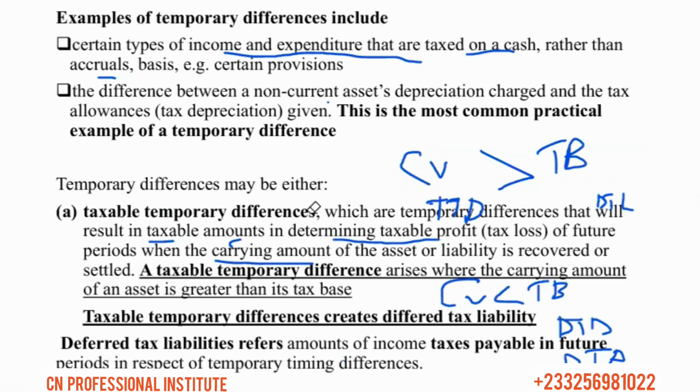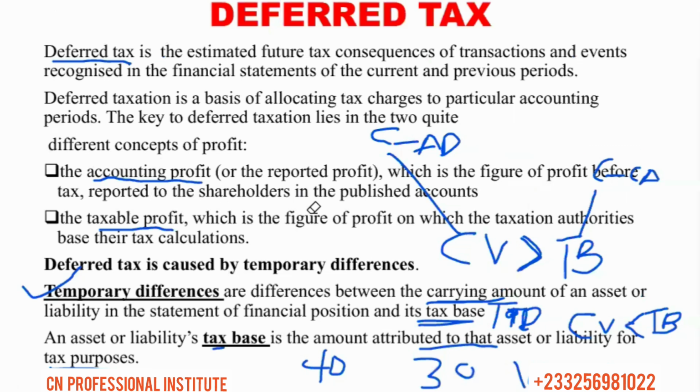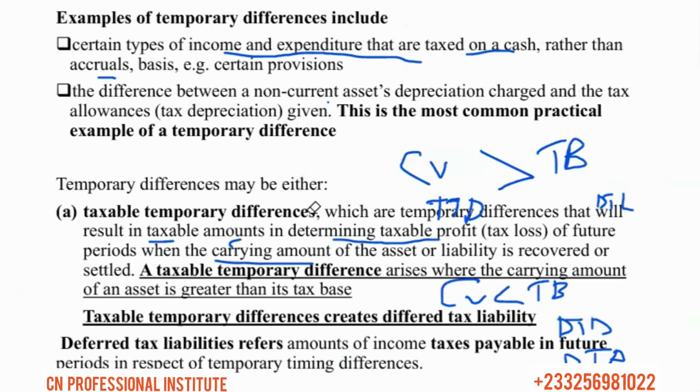So we looked at the definition of a deferred tax, and we said that when the carrying value of an asset is greater than the tax base, we have what we call a taxable temporary difference, which creates a deferred tax liability. That's for assets. And then when the tax base is greater than the carrying value of an asset, it creates a deductible temporary difference, which in turn creates a deferred tax asset, right?